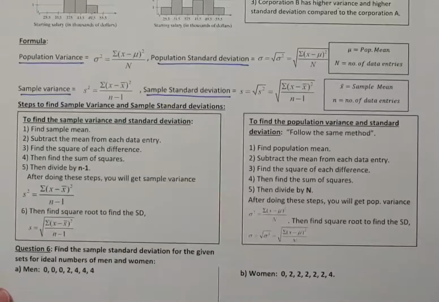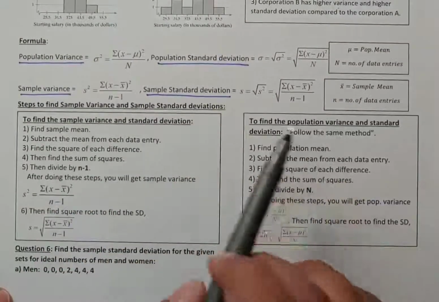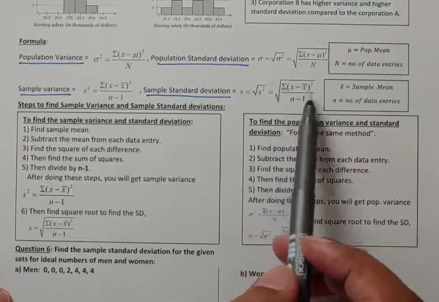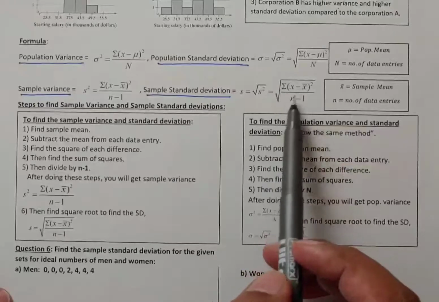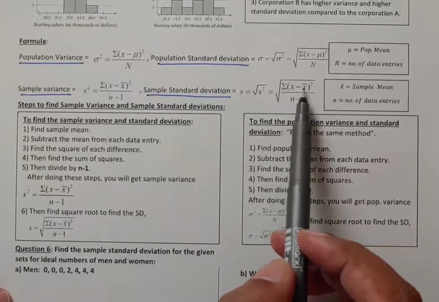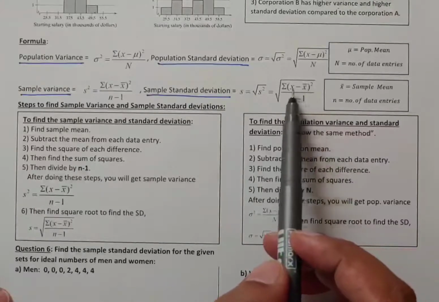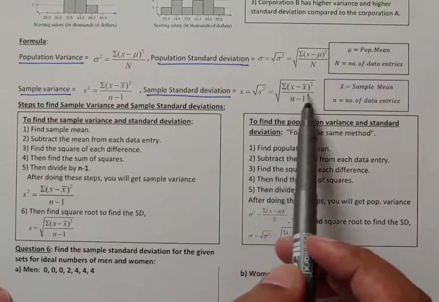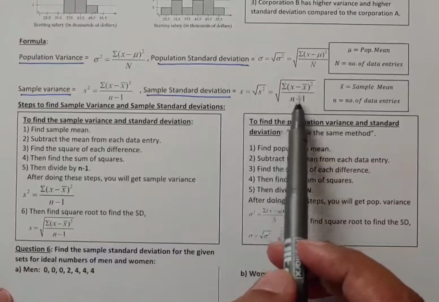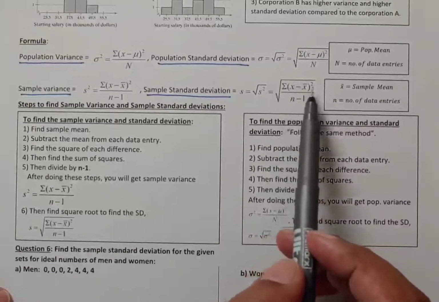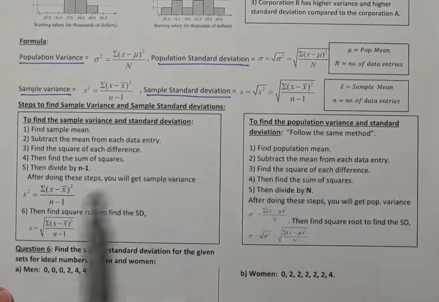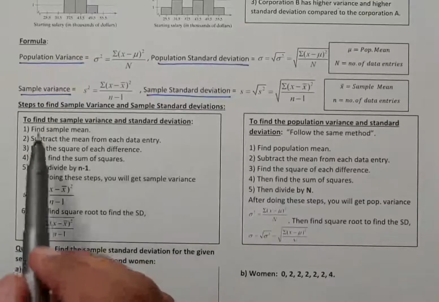Now there are some steps to follow to get to this formula. We first need to find x bar, then subtract x bar from x, then square it, then sum it, and then divide by n minus 1. We do these steps, and then we find the square root to get the standard deviation. So to find the standard deviation, we follow these steps.